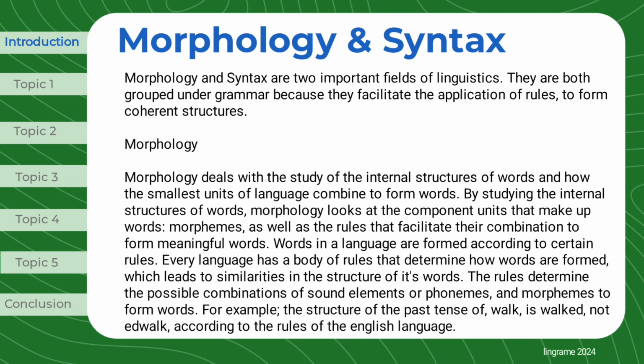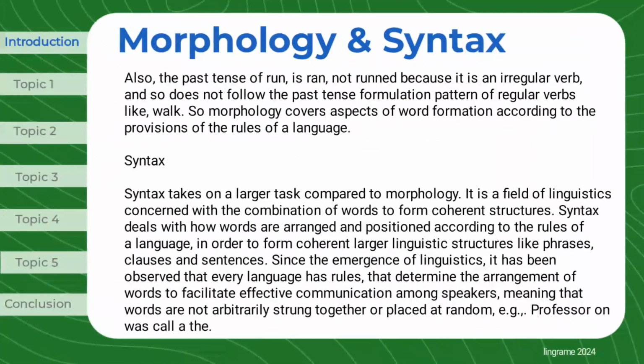For example, the structure of the past tense of walk is walked, not edwalk, according to the rules of the English language. Also, the past tense of run is ran, not runned, because it is an irregular verb, and so does not follow the past tense formulation pattern of regular verbs like walk. So morphology covers aspects of word formation according to the provisions of the rules of a language.